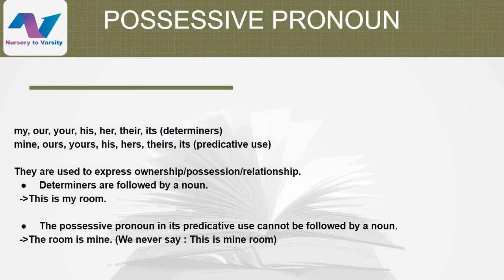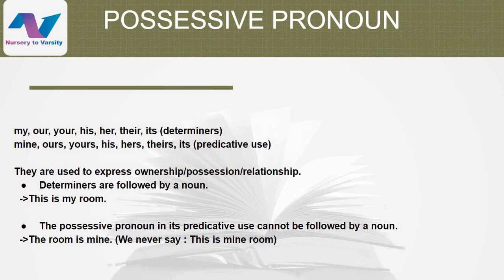For example, this is my room. Here, my is determiner that is followed by a noun, that is room. So this is determiner's case. Whereas the room is mine. Here mine is a predicative use of possessive pronoun. So here there is no need for any other noun to be followed after this pronoun.